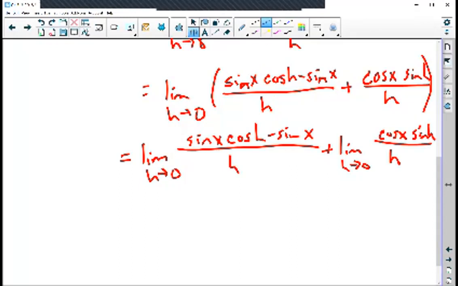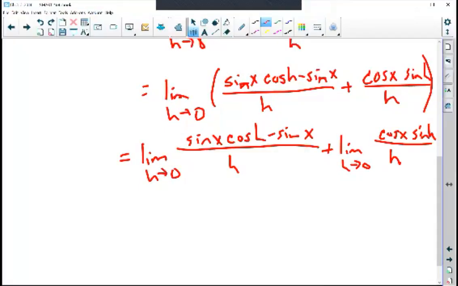All right. I can tell you're just all glued. You can't wait to see what comes next. So next, in this first fraction, I'm going to factor out a sine of x in the numerator.